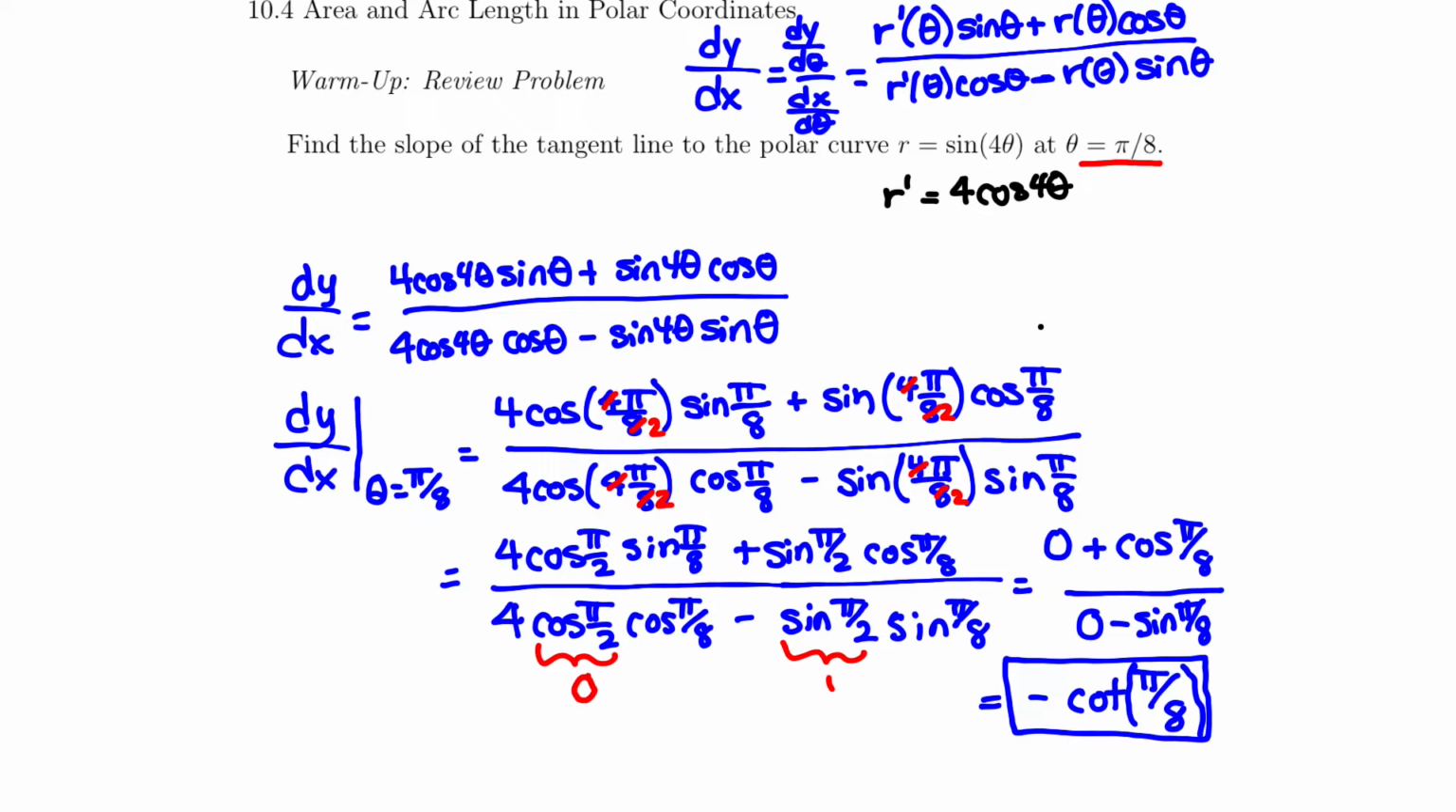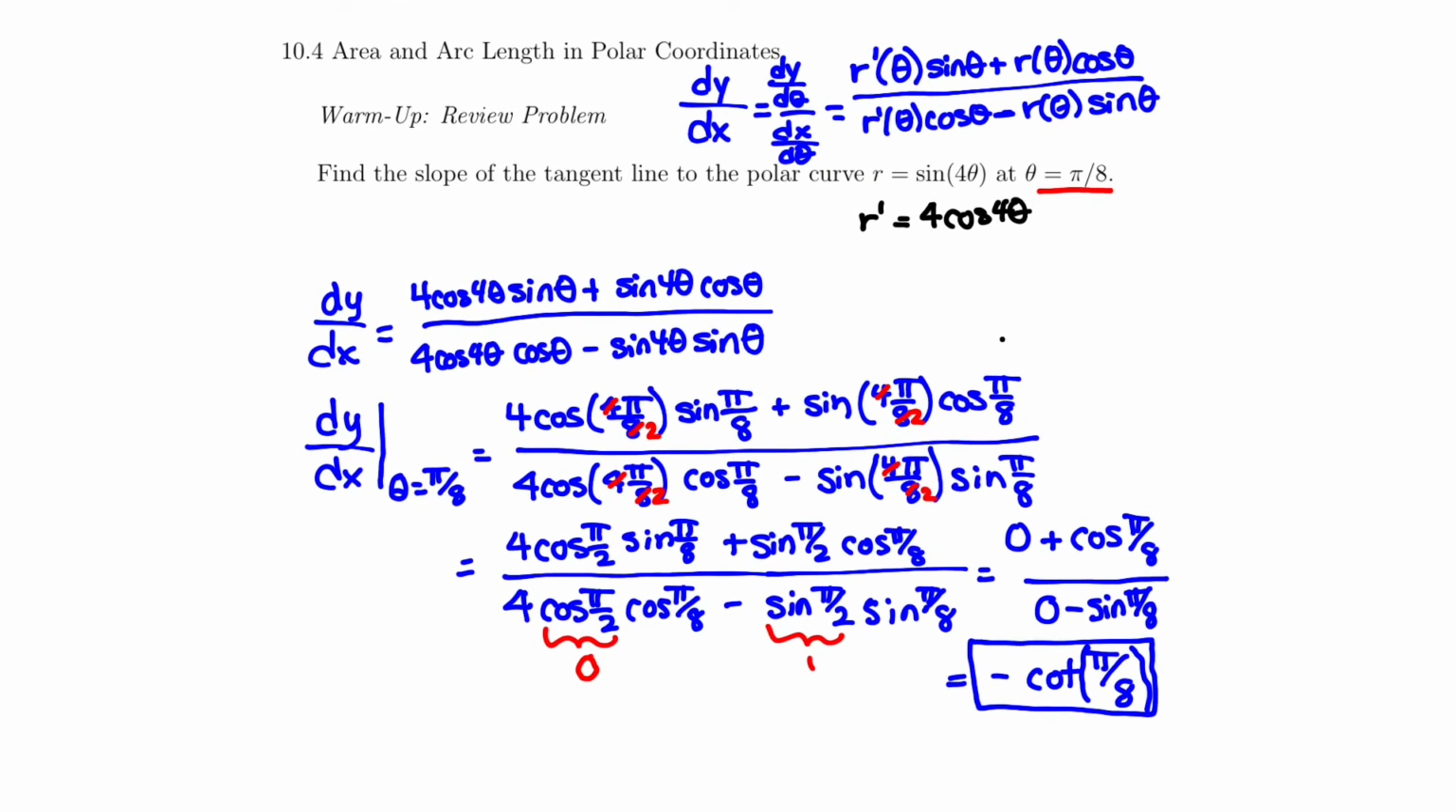So, does anybody have any questions on your warm-up for what we just did? We wanted the slope, and we found the slope because we took the first derivative. So today what we're going to do is learn 2 new formulas, area and arc length. So this was a review from last time. But today we're going to learn area and arc length.